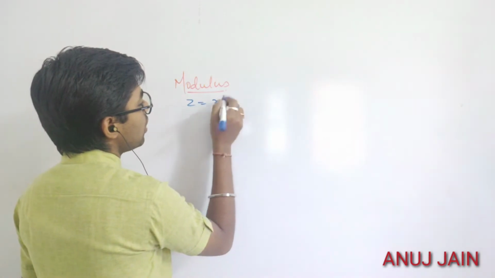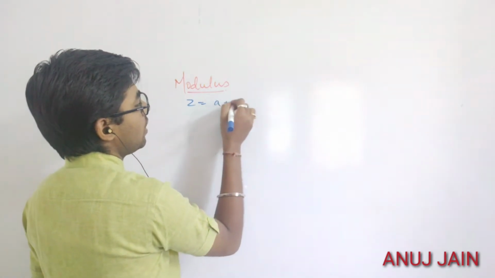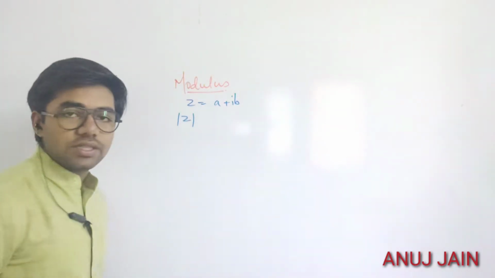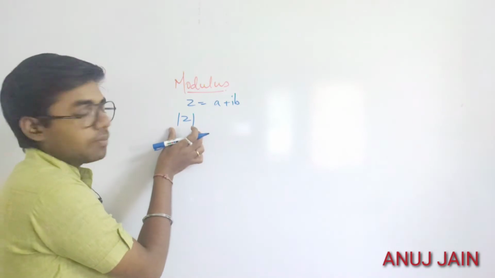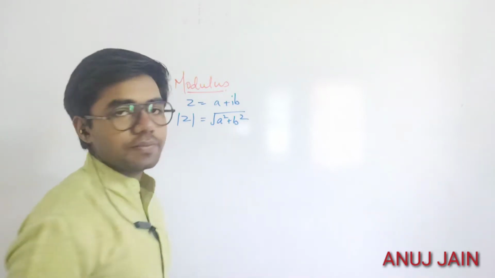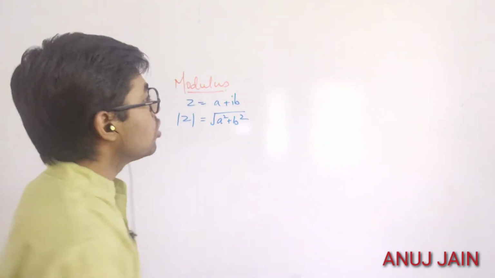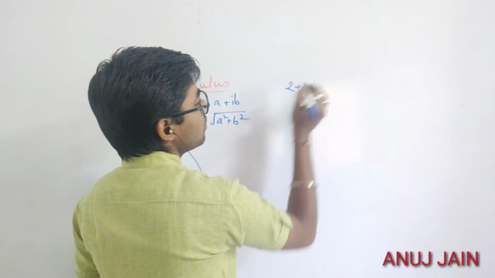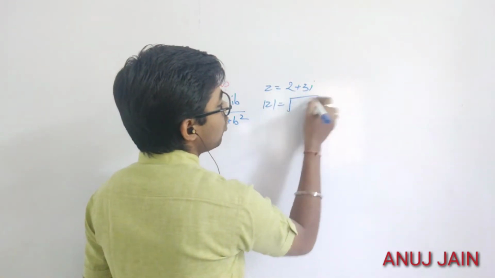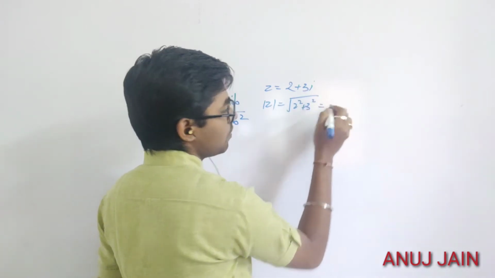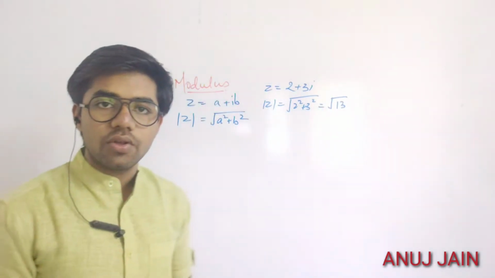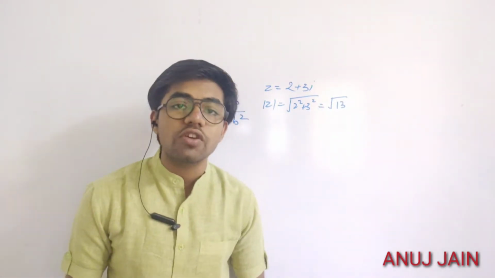So we know that z is equal to a plus ib. Then mod of z, represented by this, is called the modulus of the complex number. This is equal to under root of a square plus b square. Okay, this is very simple. So if you have 2 plus 3i, this is z, then modulus of z is equal to root of 2 square plus 3 square, which is under root. Okay, so this was modulus of complex number.